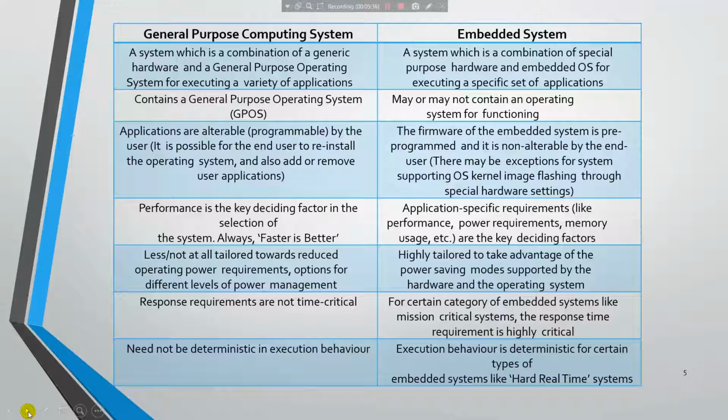Your general purpose computing system contains a general purpose operating system, called a GPOS. The same may or may not be true in an embedded system; that is the difference between these two. GPOS applications are alterable, which means programmable. The user can change them, reinstall them, and do whatever he wants. If he wants to remove the software, he can remove it. So these things can be done by the user.